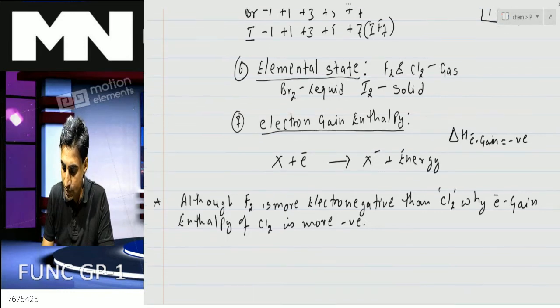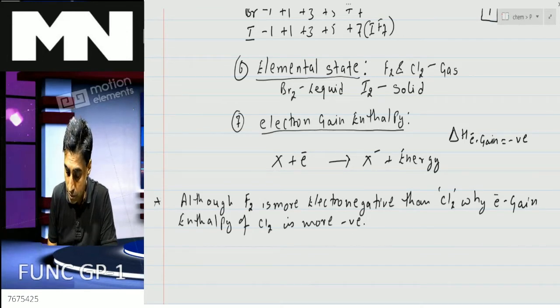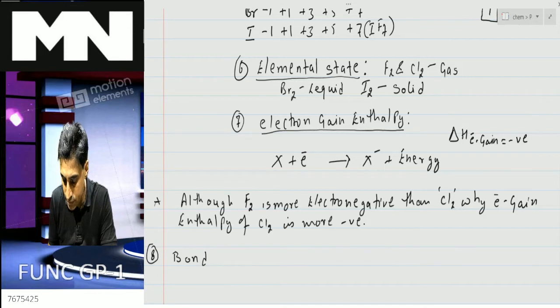After this, we have seen electron gain enthalpy, we have seen elemental state. We'll talk about their bond dissociation enthalpy. This is the last physical property we'll be doing, that is bond dissociation enthalpy.